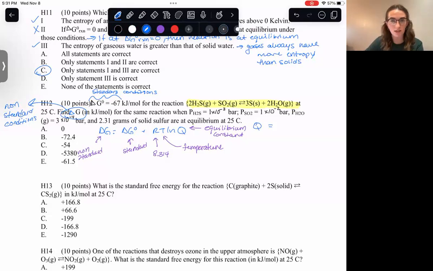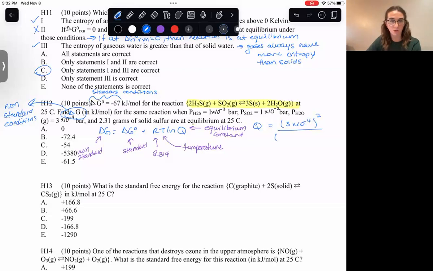So the first product is sulfur solid. Does that go into our Q? Nope, the solid does not go into your Q, so you're just going to use your H2O. So we'll start off with 3 times 10 to the negative 4. And do I need to add anything to that products portion? Yeah, close, Ethan. But yes, we do need to square it, because it has a coefficient of 2, we square it.